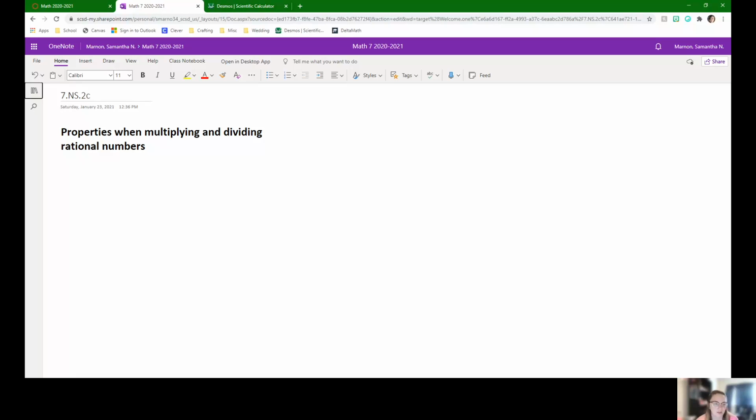So this is a crash course in standard 7.NS.2c. This standard is about using properties when multiplying and dividing rational numbers. We've already gone over multiplying and dividing and those rules in 7.NS.2a for multiplying and 2b for dividing. But this is mostly just typing on the calculator. So the trickiest part for these questions is typing on the calculator.